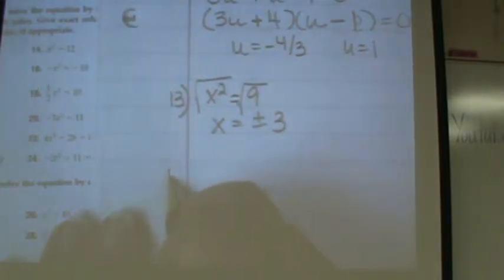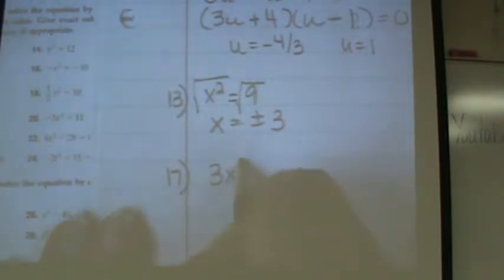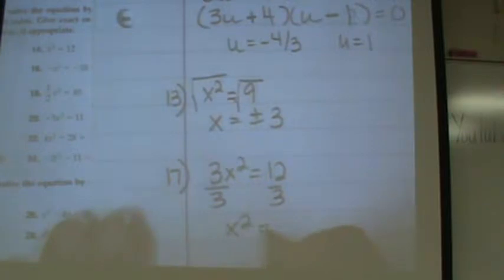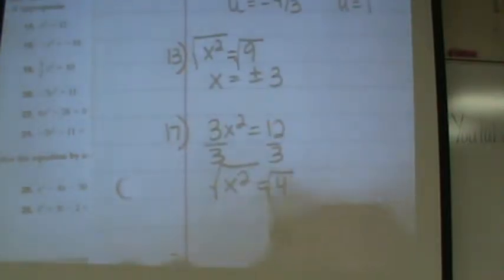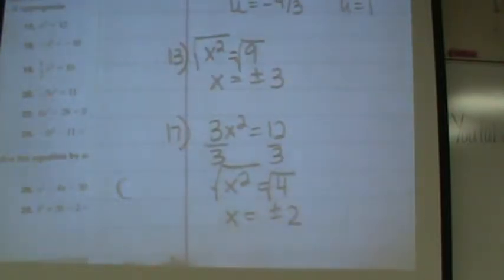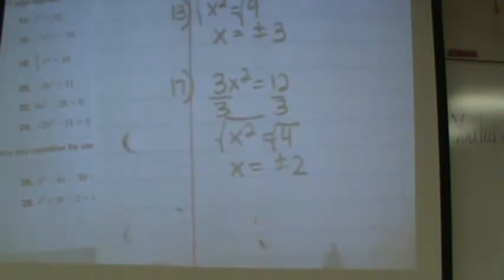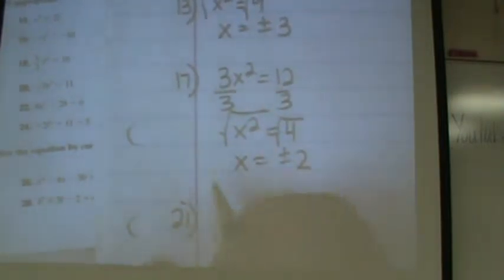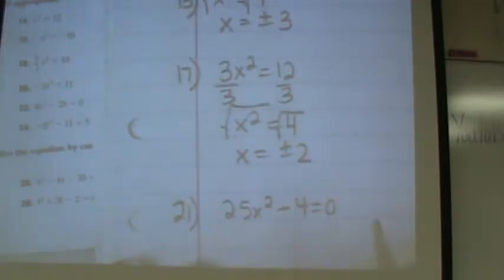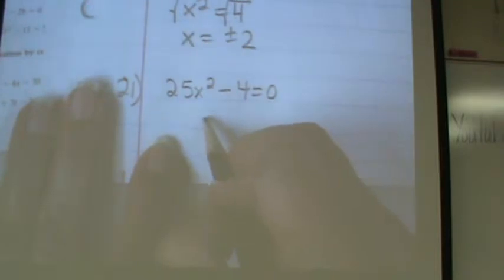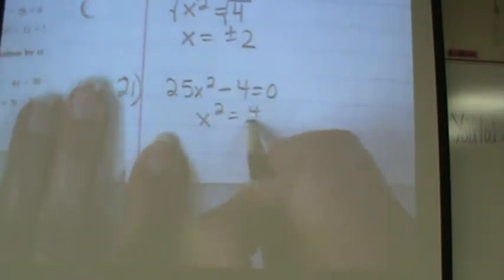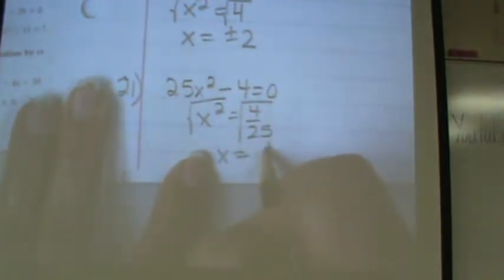Skip 15, do 17. 17, we have 3x squared equals 12. Divide both sides by 3. X squared equals 4, square root of both sides, and x is plus or minus 2. Skip 19, do 21. 21, you have 25x squared minus 4 equals 0. We're going to add 4 and divide by 25, which is 4/25. When you root both sides, you get plus or minus 2/5 on the answer.